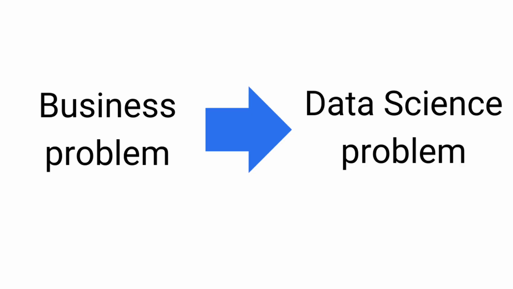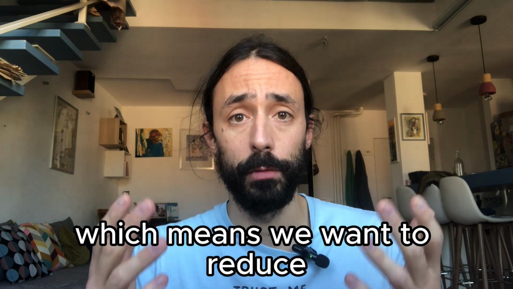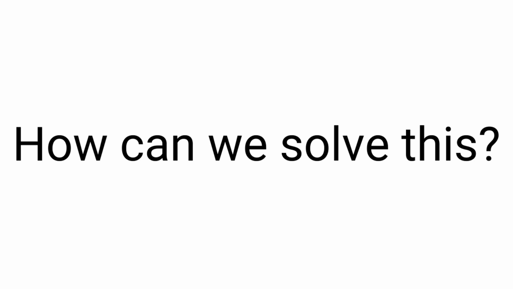But this is not what happens in real-world projects. Every data science project starts first from a business problem, and the first thing you need to do is to translate the business problem into a data science problem and then solve it. Let me guide you through an example. Imagine you're a data scientist working at Uber and your product manager comes to you and says, we want to decrease user churn by 5%, which means we want to reduce the rate at which people stop using our app. How can we do that using data science?